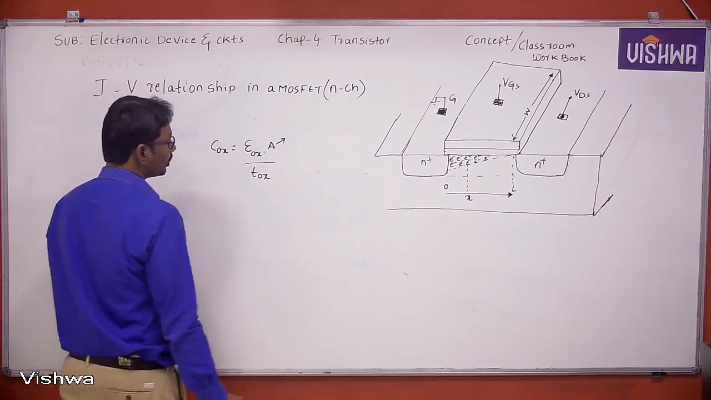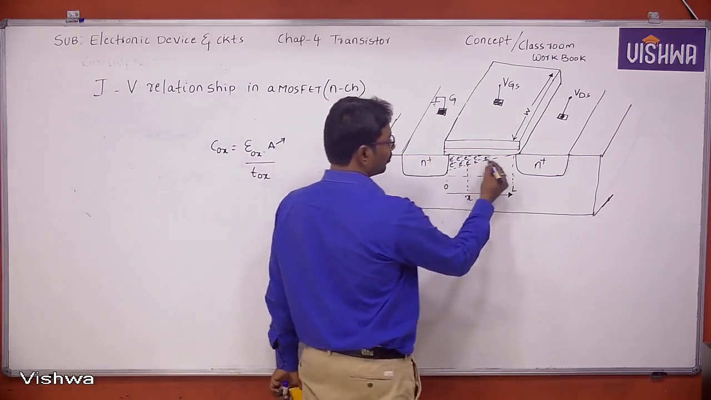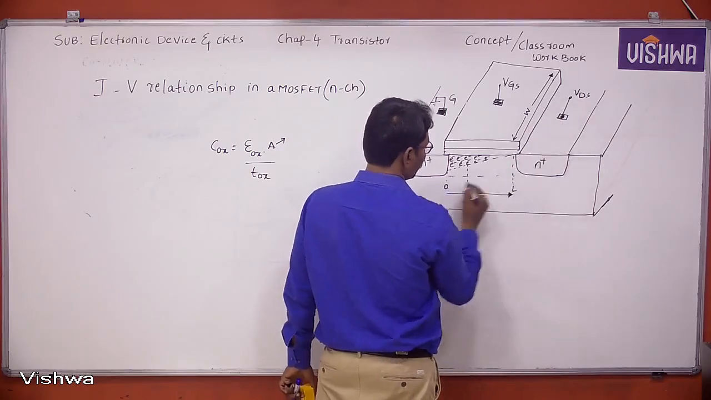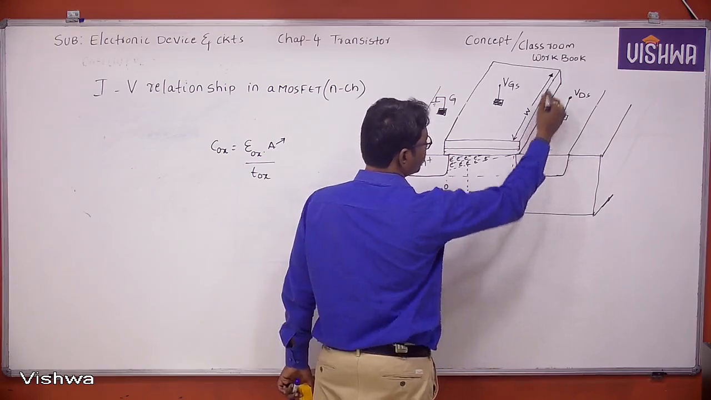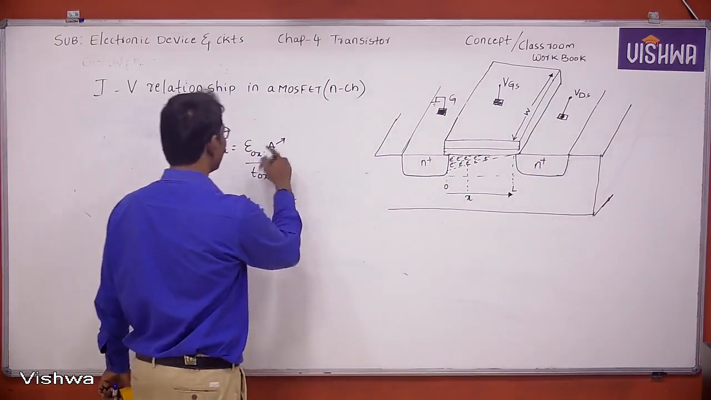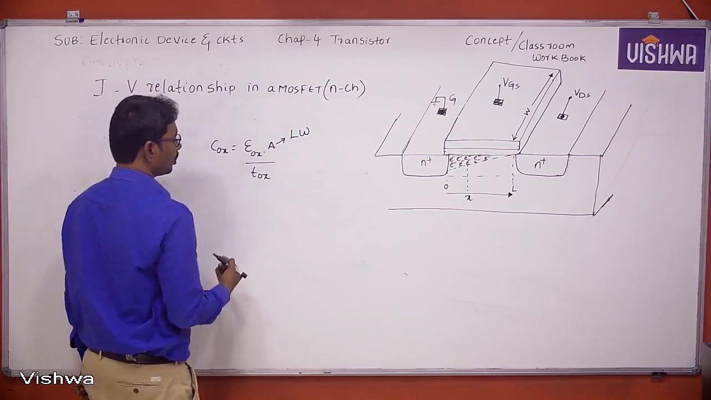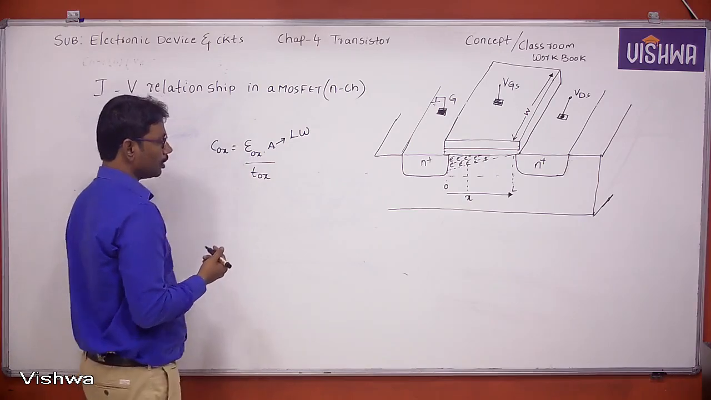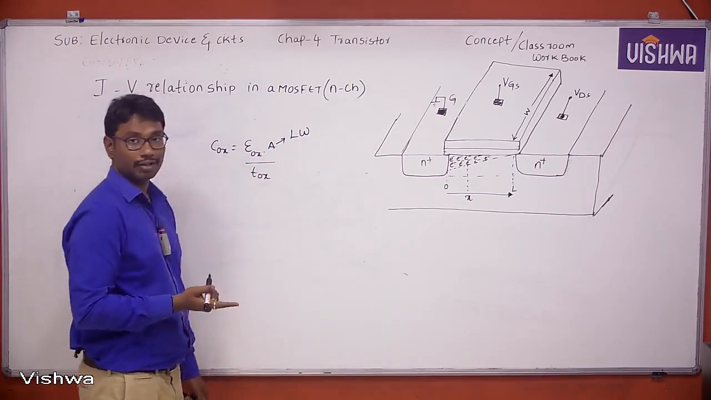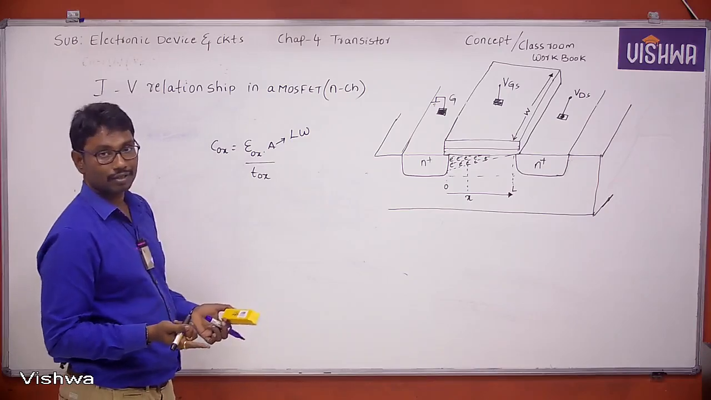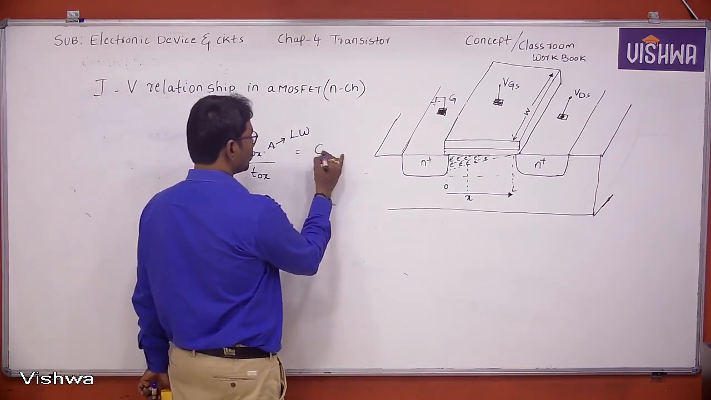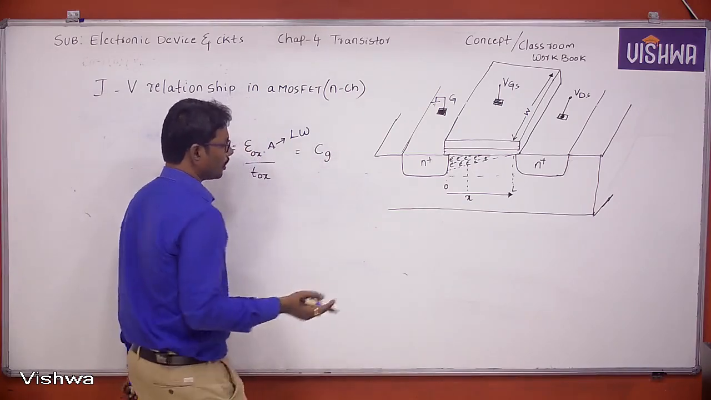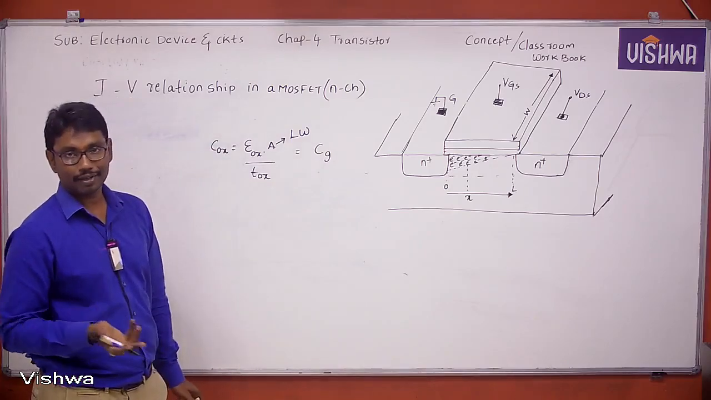This A is nothing but area. How can we represent the area of the channel? This is the total length, and this is the width of the channel. Then area is nothing but L into W. What is epsilon OX? Epsilon OX is the permittivity of the oxide, TOX is the thickness of the oxide, and COX is the oxide capacitance. Sometimes we also define COX as the gate capacitance.